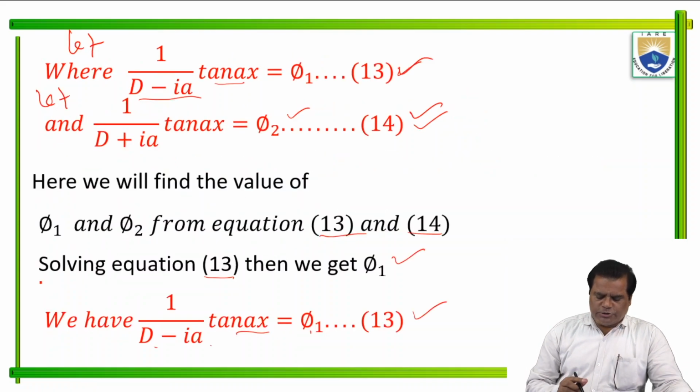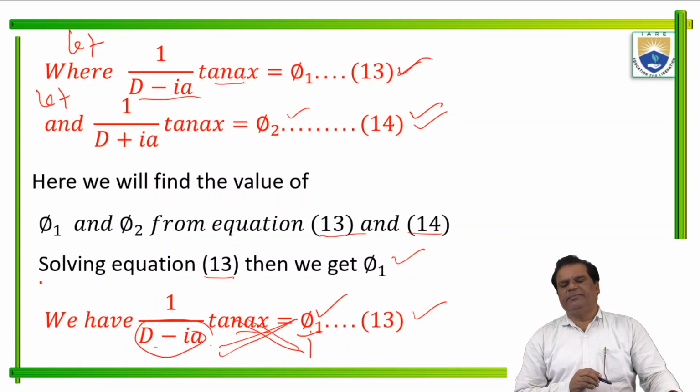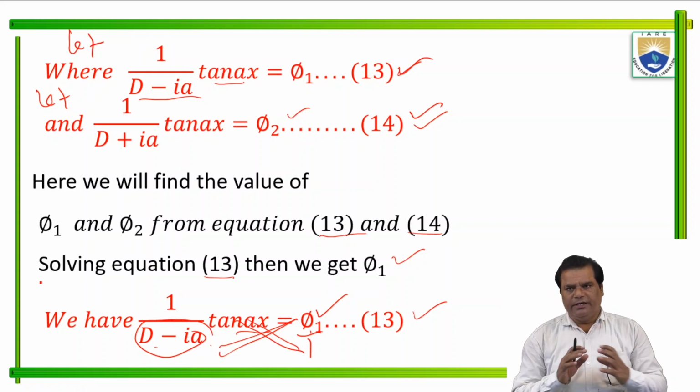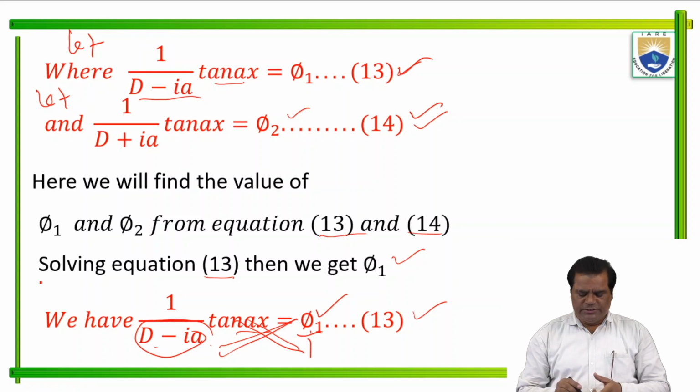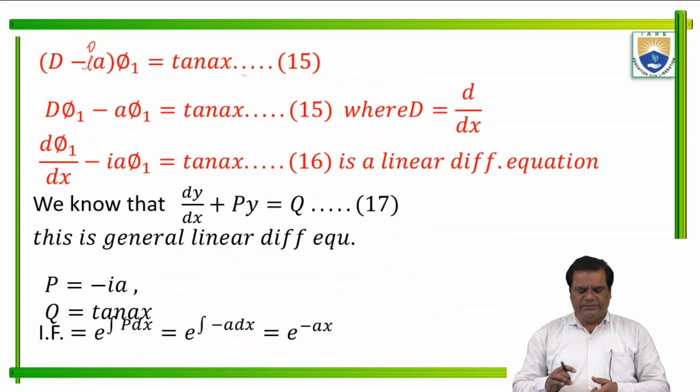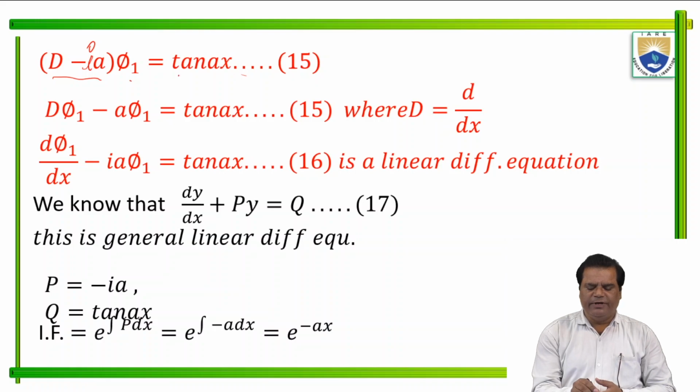Here we are cross multiplying. This term goes with phi1, and here is 1. In equation 13, we are taking cross multiplication. So this tan(x) is in the numerator, this is phi1 and the denominator is 1. So 1 multiplied by tan(x) and phi1 multiplied by D minus iA. Then we write D minus iA phi1 equal to tan(x).